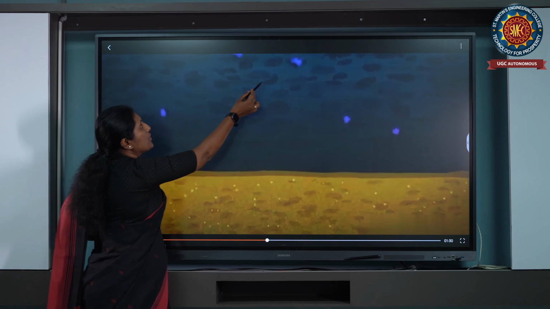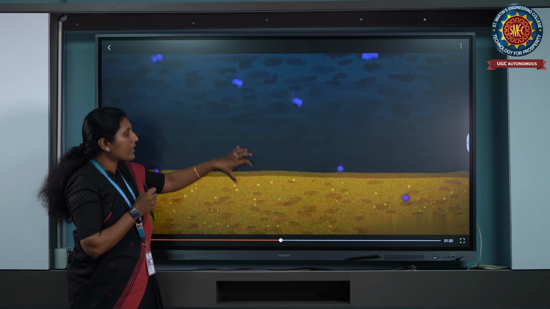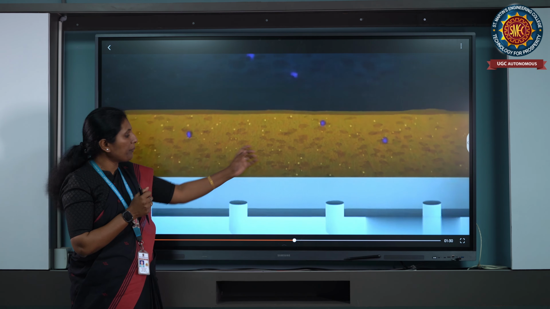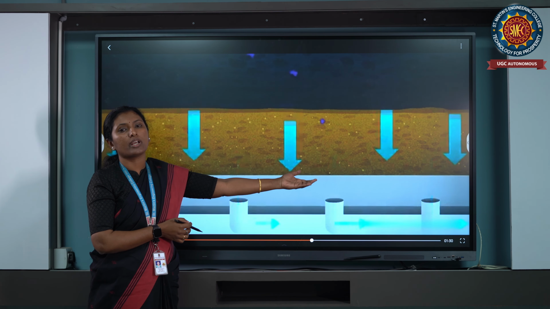Here you can observe these blue particles are the small suspended impurities. What will happen to those impurities? They will stick to the sand and the anthracite. Okay. Now the clean water will go to the pipe, and we can store it in the storage.